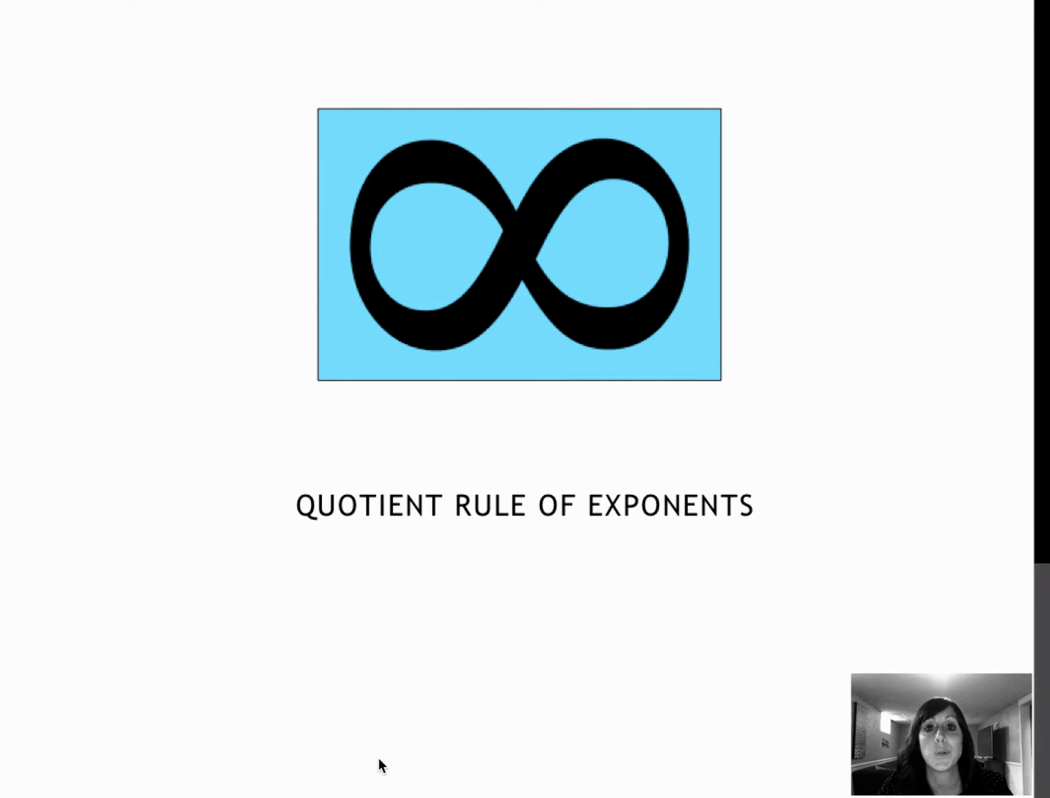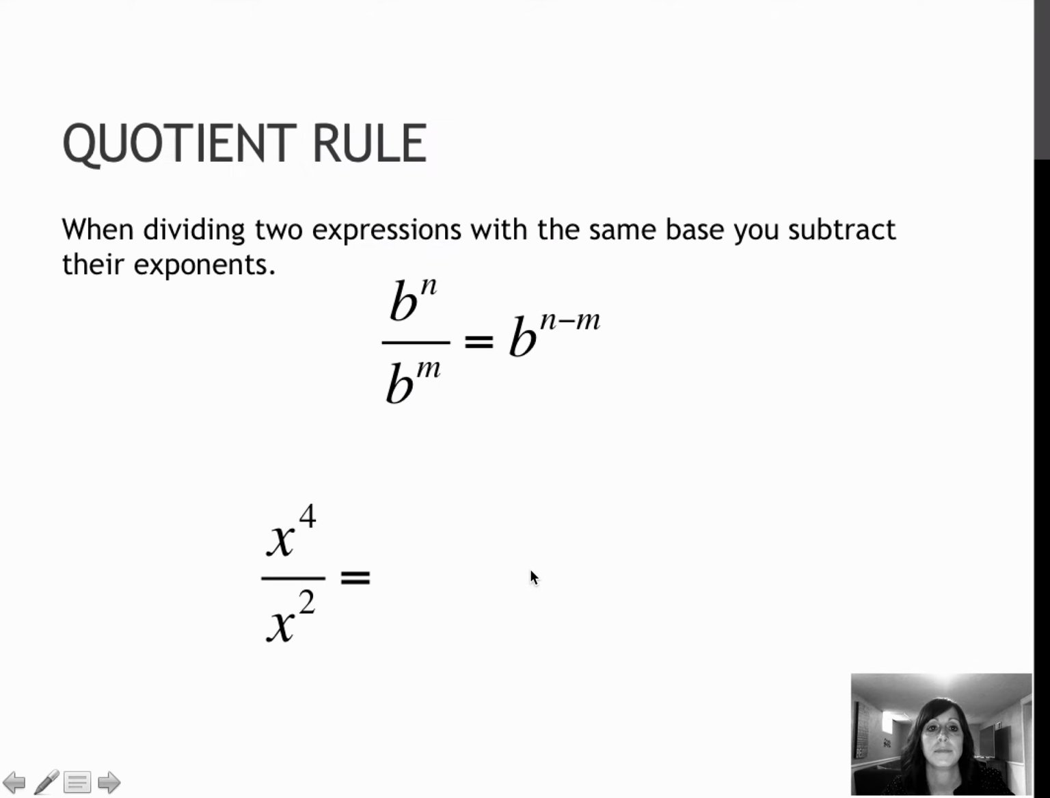This is the quotient rule for exponents. The quotient rule is obviously sort of the opposite of the product rule. So when I'm multiplying, I added exponents, but now when I'm dividing, I subtract their exponents. Again, they have to have the same base. And let me show you on this first example why this works.